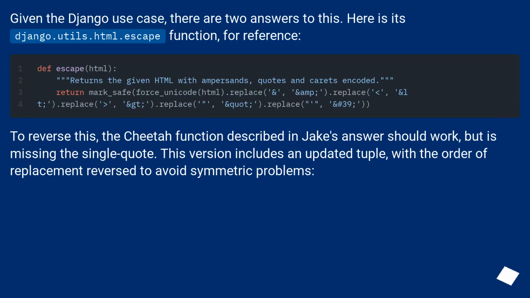Given the Django use case, there are two answers to this. Here is its django.utils.html.escape function, for reference. To reverse this, the cheetah function described in Jake's answer should work, but is missing the single quote. This version includes an updated tuple, with the order of replacement reversed to avoid symmetric problems.